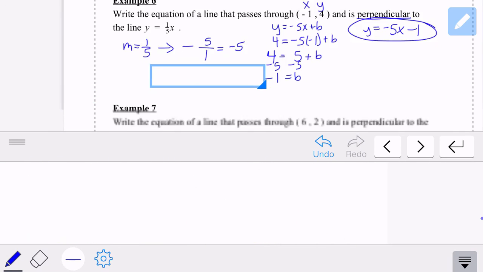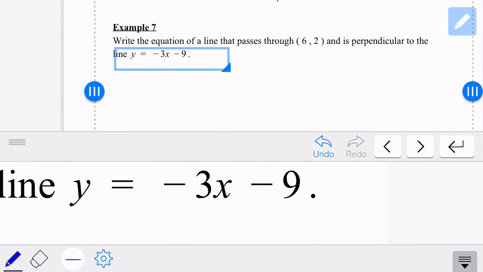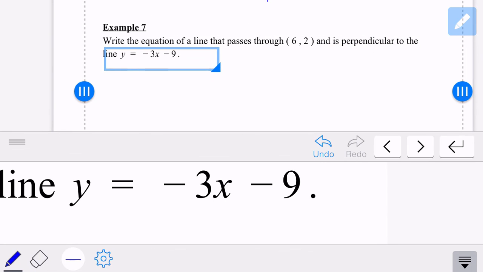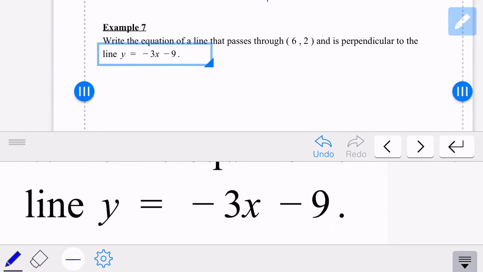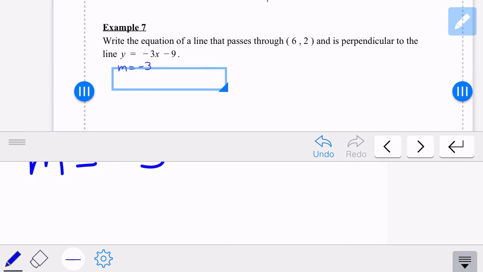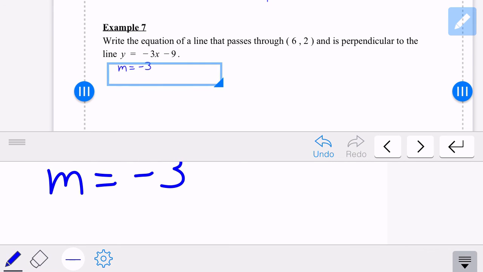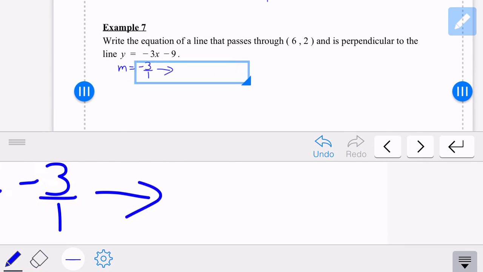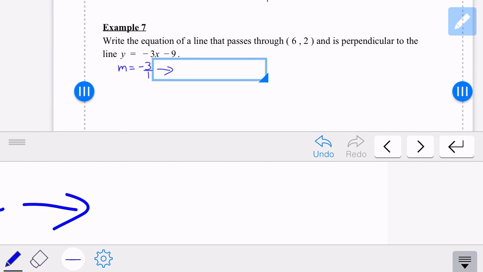All right, last example here. Write the equation of a line that passes through 6, 2 and is perpendicular to the line y equals negative 3x minus 9. So perpendicular again, which means we want the opposite reciprocal slope. So right now we've got m is negative 3. And remember, that would be like negative 3 over 1. So to change that to the opposite reciprocal, it's already negative, so opposite's going to be positive, and then we're going to flip it to 1 over 3.